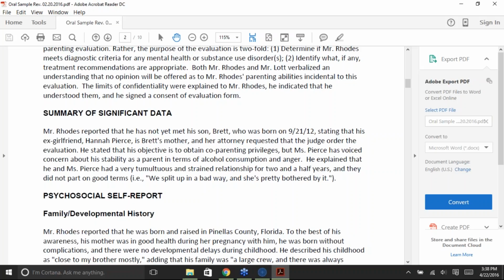Now, a couple of things I want to point out here. One of them is that although I'm giving you facts here and not opinions, the reason they're facts instead of opinions is I didn't say Mr. Rhodes hasn't met his son yet, or that his ex-girlfriend asked her attorney to order the evaluation. I didn't say that. It may sound like what I said, but I used words like he reported that, stating that, he explained that, he stated. Those are facts. I can attest that this is what this guy is telling me or told me, but he could be telling me the truth or not.